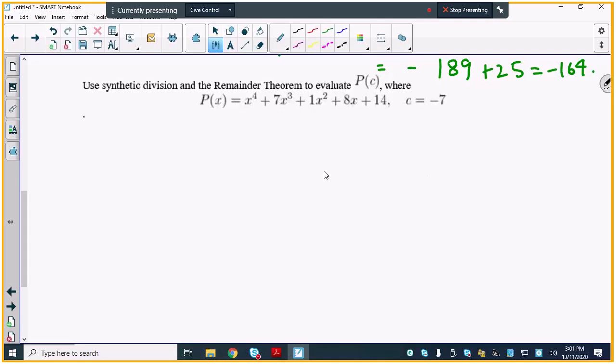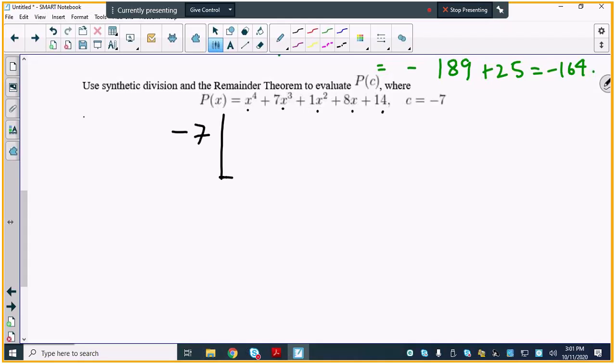Use the synthetic division and the remainder theorem to evaluate P of c, where c equals negative 7. So evaluate the function, find the output when the input is negative 7. So I will do synthetic division and find the remainder. See, I'm dividing a 4th degree polynomial where you have the 4th degree term, the 3rd degree term, the 2nd degree term, the 1st degree term, and the 0 degree term. So everything is complete. We can start dividing.